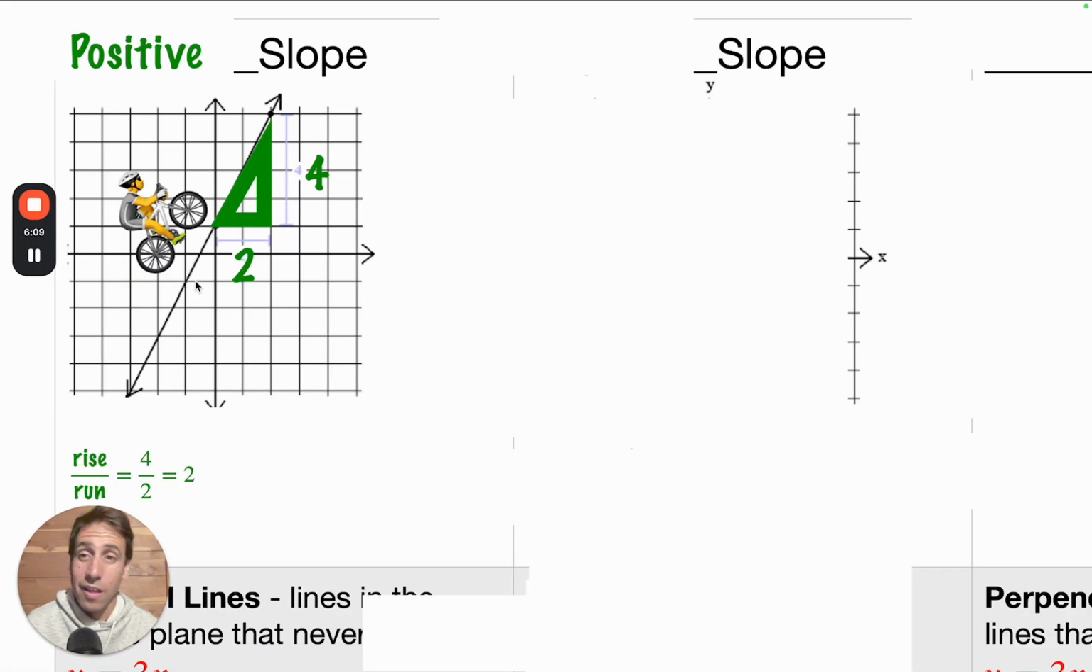As you can see, rise over run is the formula. Make sure you take every opportunity to write out a formula. Rise over run equals positive 4 over positive 2. You simplify that down to positive 2.